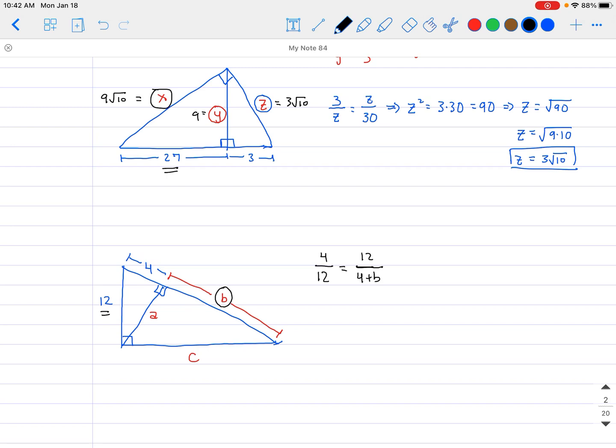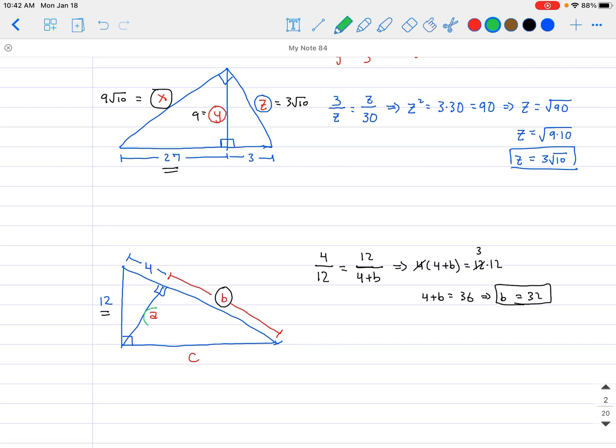So this one is a little bit more tricky, but we can definitely still solve for this. So let's see, 4 multiplied by 4 plus b is equal to 12 multiplied by 12. So we're going to go ahead and divide each side by 4, giving us 3 over here. So it looks like 4 plus b is equal to 36. So then that means that b is equal to 32. Okay, next we're going to go ahead and set up another geometric mean. Now let's see if we can solve for a over here.